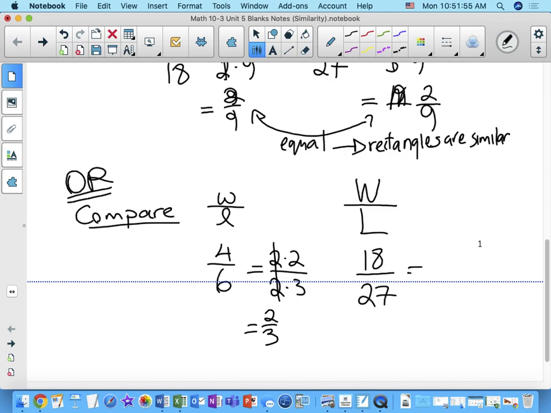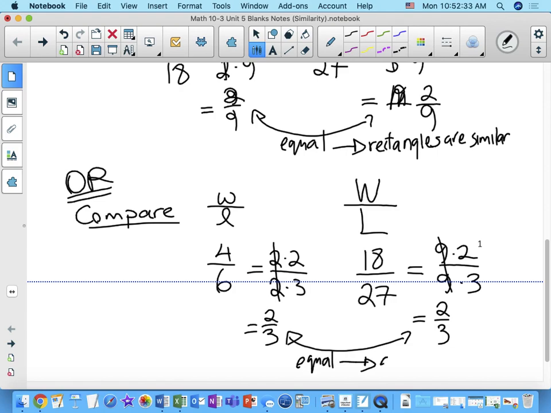18 over 27, do you know what these are both divisible by? The biggest number that they're both divisible by? 9, good. So this is 9 times 2 over 9 times 3. And again, the 9's cancel. So we're left with 2 over 3. Okay? So you can also compare dimensions within each shape to tell if there's proportionality. And in fact, the proportions are equal, and we see that they are. Okay, so that's another way that we could prove that they are similar.